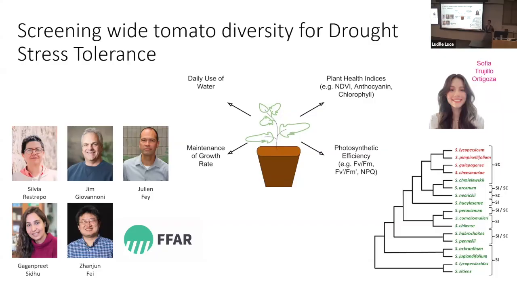And dissection is going through isolation of individual phenes. So we're going to dissect it into daily use of water, maintenance of growth rate, plant health indices, and photosynthetic efficiency. And that's a combination of the tools that my lab has developed, as well as Phenocyte. So I hope that this is providing you an overview of the tools that are available. And if you want to use some of them, just let us know. Then we can either lend you some of our cool toys, because the best thing about having cool toys is sharing them, or we can help you with setting up your experiment for the Phenocyte.